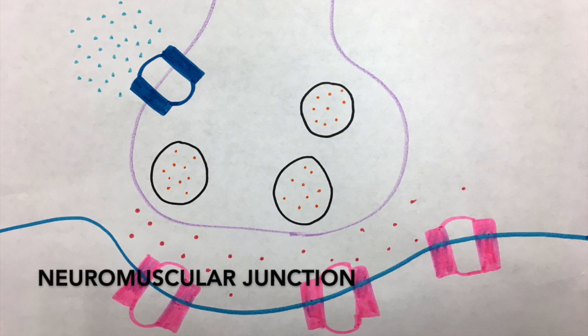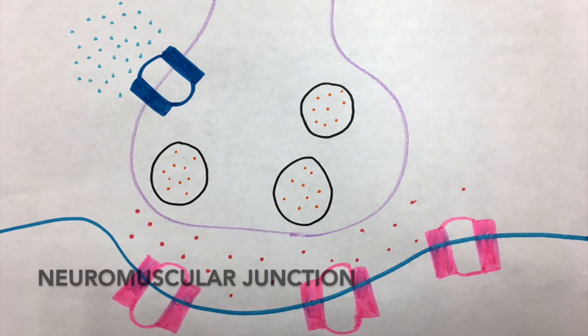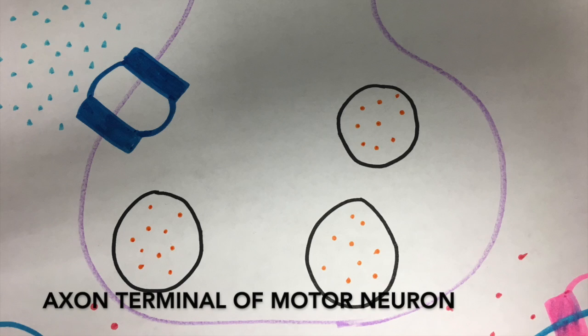The muscular contraction begins with the neuromuscular junction. The neuromuscular junction includes the axon terminal, synaptic cleft, and sarcolemma. The axon terminal includes calcium ions, calcium channels, and synaptic vesicles.